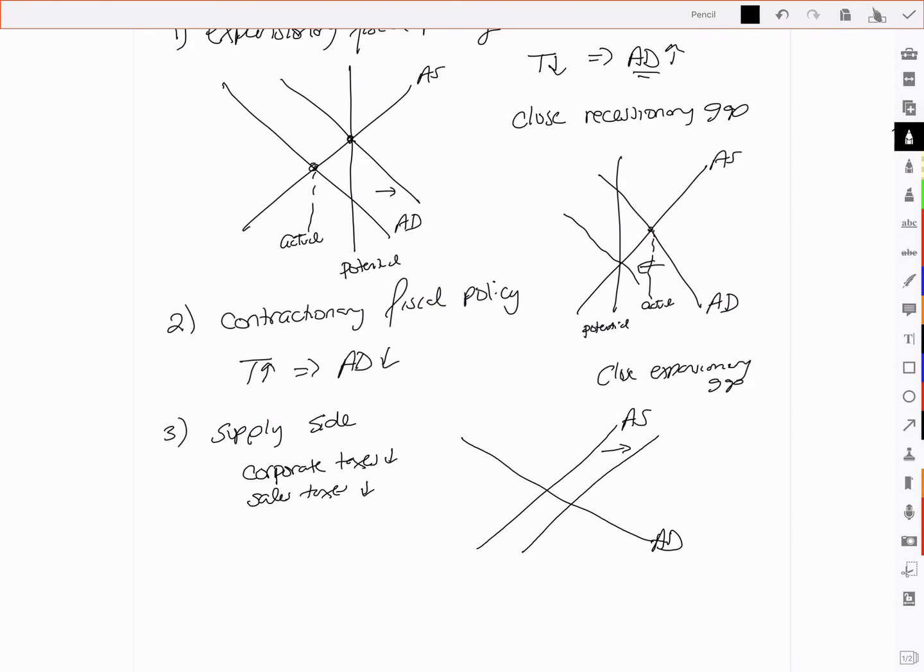So when would you do this? When would you lower corporate taxes and sales taxes? Well, you would do that if this was your potential and this was your actual. So if your actual is less than your potential and you increase aggregate supply, then you close the gap. So supply-siders would lower corporate taxes and lower sales taxes to close recessionary gaps. In 2017, what you're hearing from the US government is calls to lower the corporate tax rate because they want to increase aggregate supply to help grow the economy. So this would be our actual. We'd increase aggregate supply so that we could increase our real GDP and close, for example, a recessionary gap.